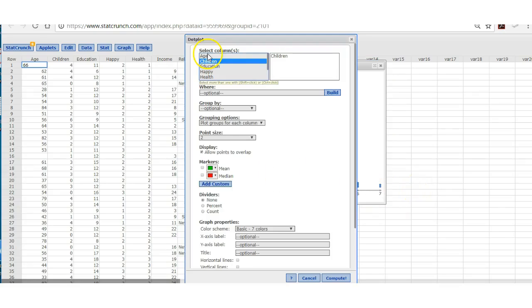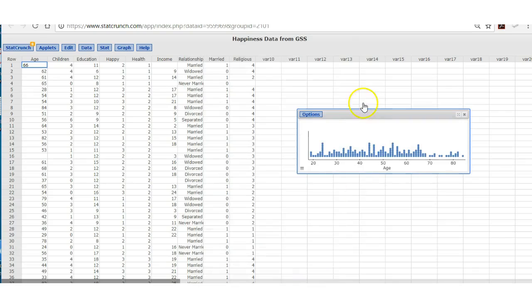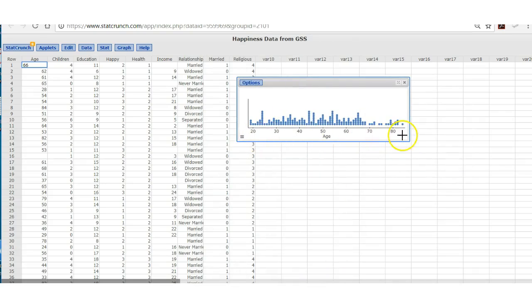Now if we tried to do a dot plot for the age variable, this is one that isn't going to work very well because we have so many different answers for the age. This graph really doesn't tell us very much. The only thing that we can really see from this graph is that at the 70 plus ages, there aren't as many respondents as there were in the younger ages.